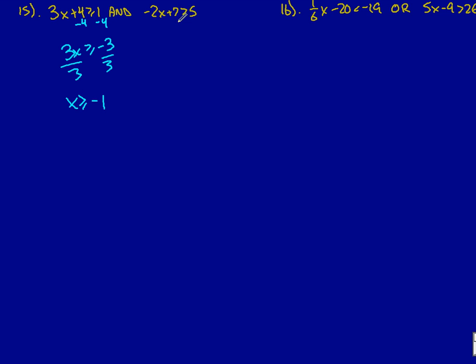For this one here, I'm going to subtract 7 first. Gives me negative 2x is bigger than negative 2. Divide both sides by negative 2. Gives me x is now less than positive 1. Negative divided by negative gives you positive, and the sign flips.